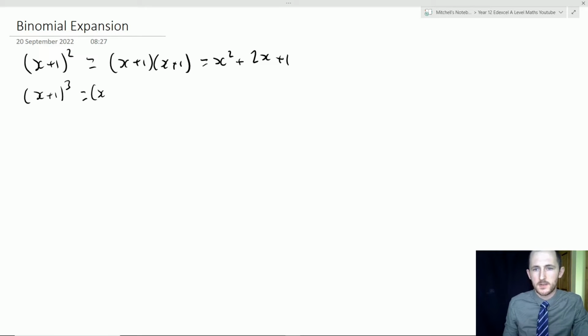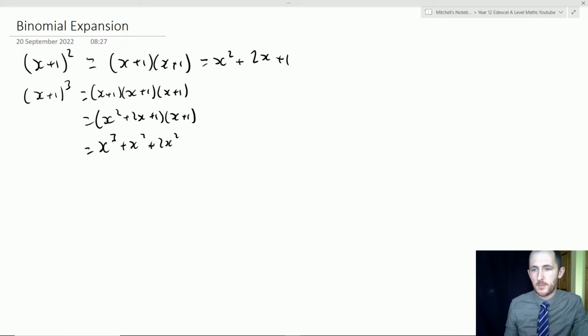Okay, this gets a bit longer. So (x + 1), and I won't skip ahead, let's actually do it the whole way. You would expand two of the brackets, so this one, which would give you x squared plus 2x plus 1, and then you'd also get (x + 1) again. Then you're going to expand it one more time. So x cubed plus x squared plus 2x squared plus 2x plus x plus 1. Then you'd gather the like terms. You have x cubed plus 3x squared plus 3x plus 1.